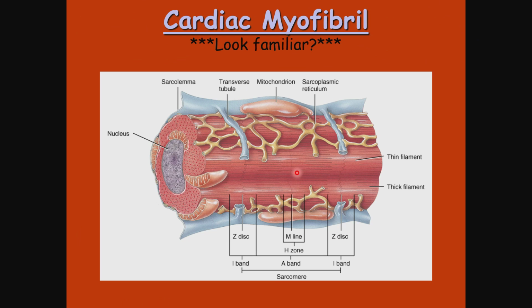Then if you look close up at these lines, remember the sarcomere Z-disc to Z-disc, the M line's down the middle, and then you see the thick and thin filaments in between that are made of the proteins actin, myosin, troponin, tropomyosin. Remember all those?